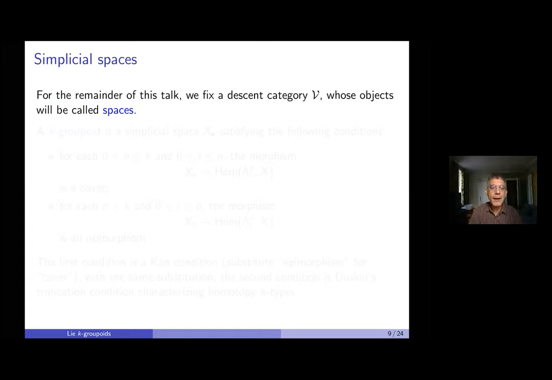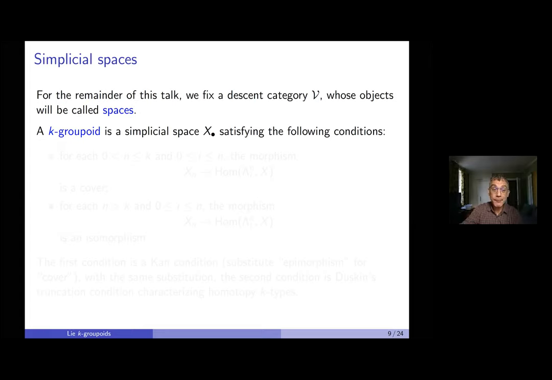So let's continue. I'm going to be interested in simplicial spaces, and by simplicial space, I simply mean simplicial objects in my descent category V. So as I said, think in terms of, let's say, simplicial analytic varieties or simplicial algebraic varieties. Now I'm going to define K-groupoids. I'm going to leave out the word Lie when I write K-groupoid, because in some sense it's essential; I'm not defining K-groupoids except for Lie K-groupoids, if you like. So it's a simplicial space with the following conditions.